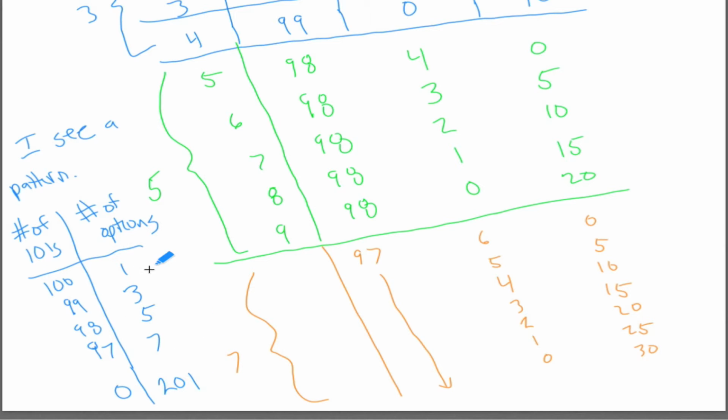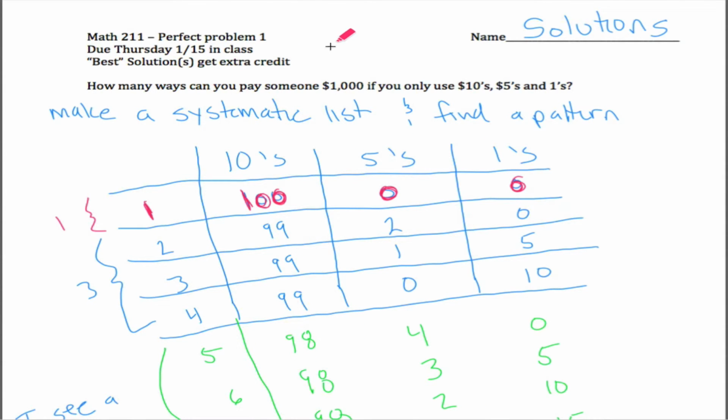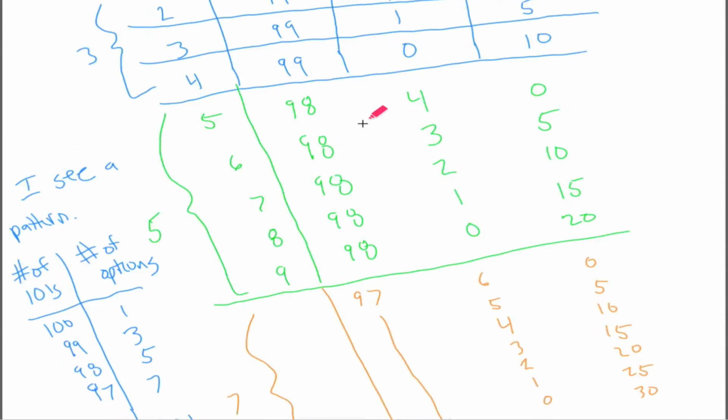So I know how many options I have. My answer to the problem will be this sum. Right? I still have to figure out what is 1 plus 3 plus 5 plus 7 all the way up to 201. So kind of looking for another pattern, sort of a pattern within a pattern within a pattern. But I think we can do this. So my answer, maybe up here, is equal to 1 plus 3 plus 5 plus 7 all the way up to 201.